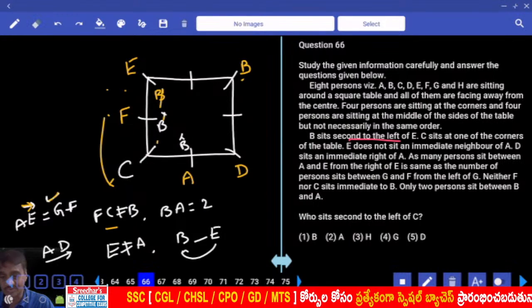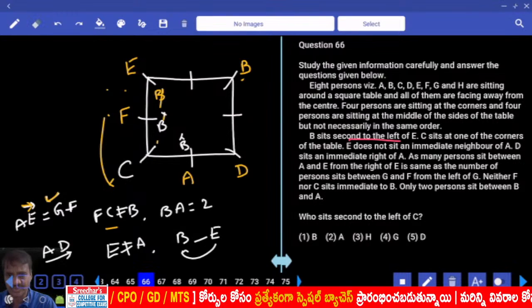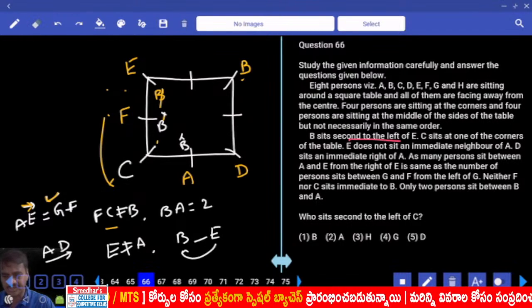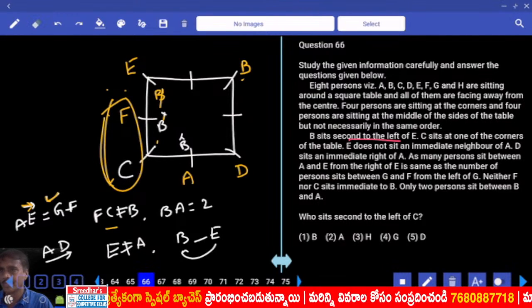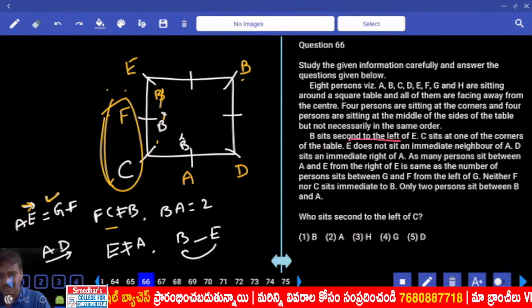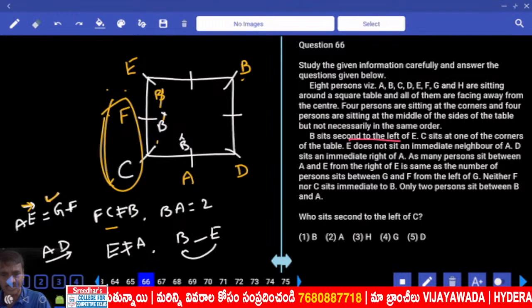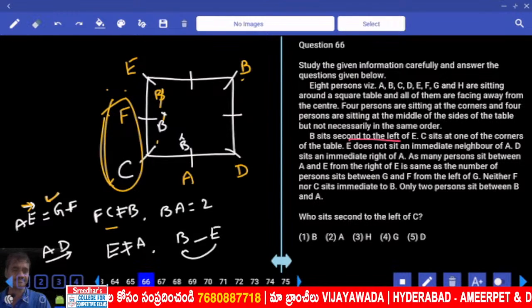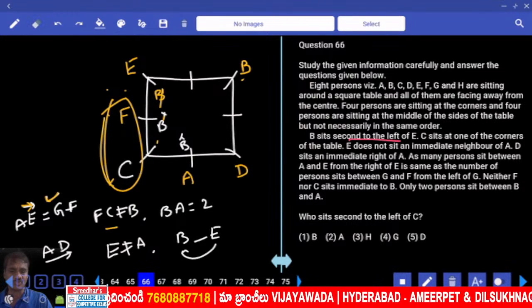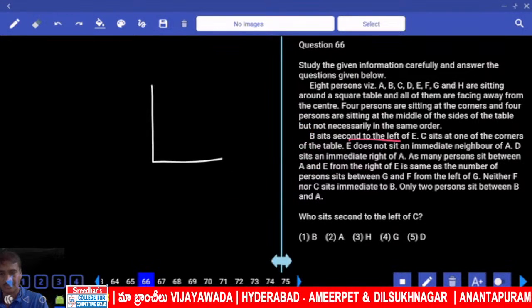Now G and F, to the left-hand side of G, or right-hand side of G. Between A and E, to the right-hand side of E, there are only two people. Then to the right-hand side of G and F, we need exactly two persons. Is it possible here? Not possible at all. Then only two persons between B and A. Now here, how many persons are there?